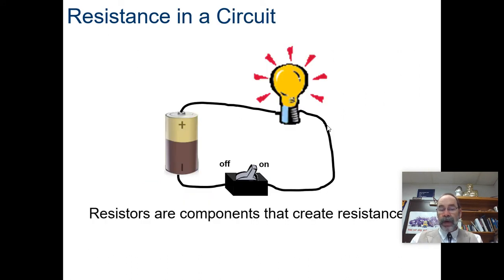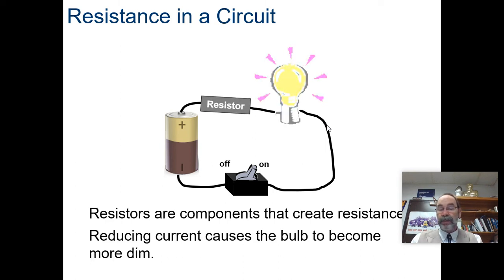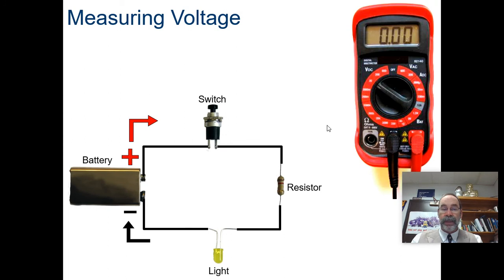Okay, so now we can create resistance. We're going to drop our resistor in there. And what should happen if we turn it on? It's still going to turn on, but it's not going to be nearly as bright. Okay, we reduce the current as it went through there. That's our resistor value. Okay, higher resistor, more blockage. Lower resistor, less blockage.